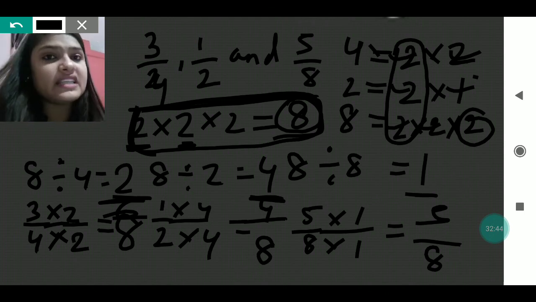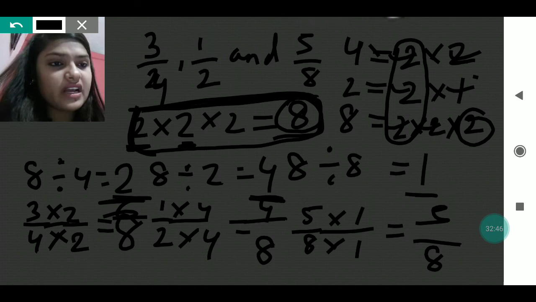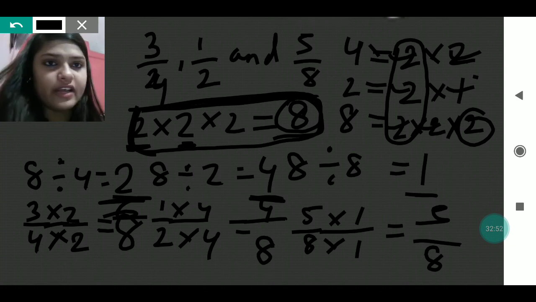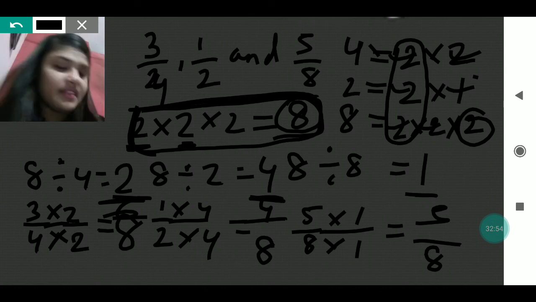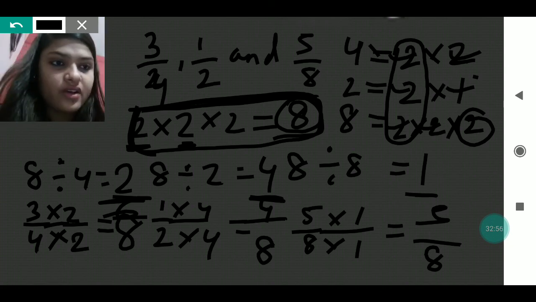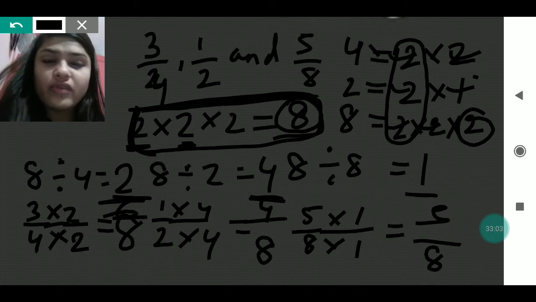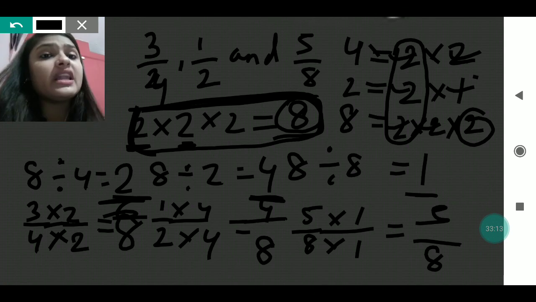So first arrange it in ascending. Which one will come first? 4 by 8, 5 by 8 and 6 by 8. This is the ascending order of these numbers. 4 by 8 is of which one? 1 by 2. So 1 by 2 will come first. Then 5 by 8 is of which number? 5 by 8. So 5 by 8 will come next. Then 6 by 8 is of which number? 3 by 4. Then 3 by 4 will go last when doing in ascending.